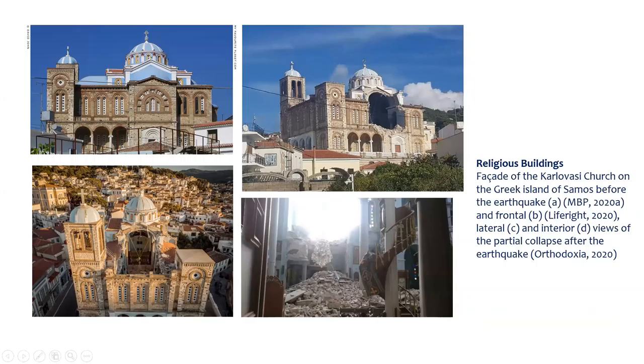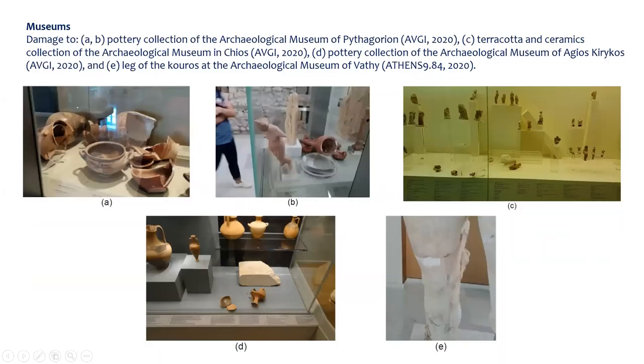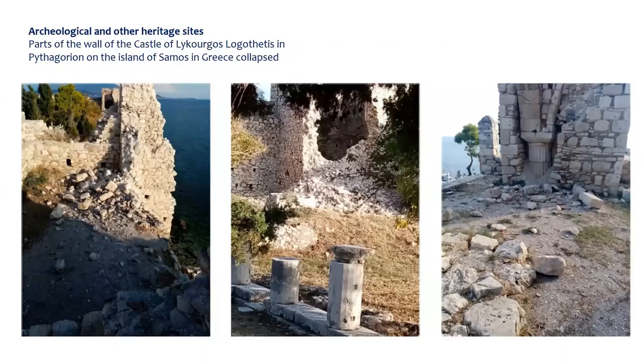Here the church, one part of the facade, as you can see, well, you can see the original facade here in the picture to the left, and then you can see how it collapsed. Part of this, some sort of dome, came completely down. This was made of masonry, and there was some damage to collections in museums, most of them in Greece, that also was reported.